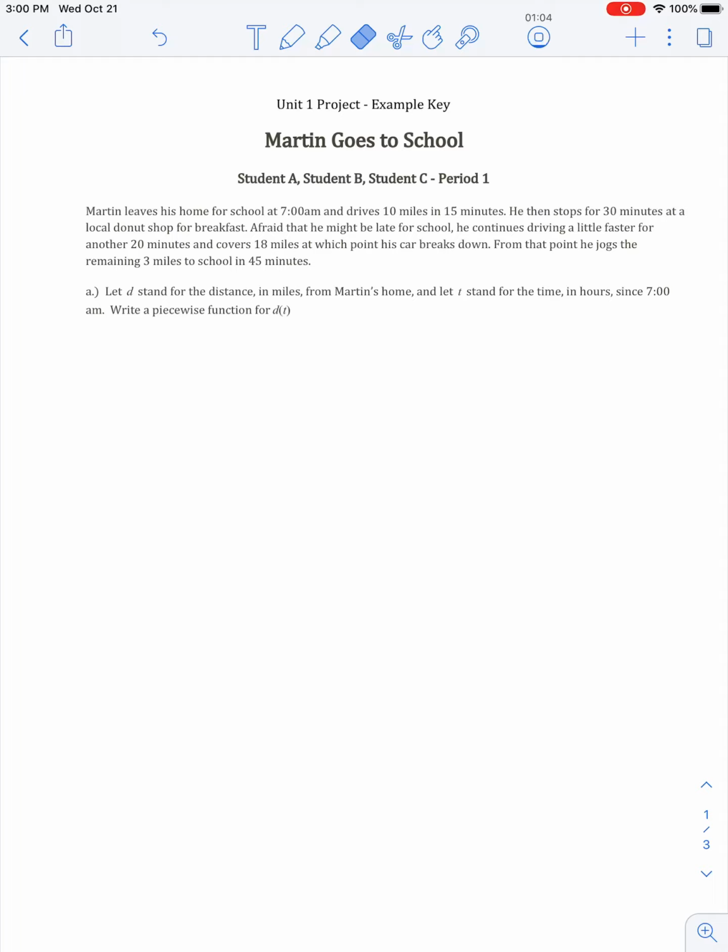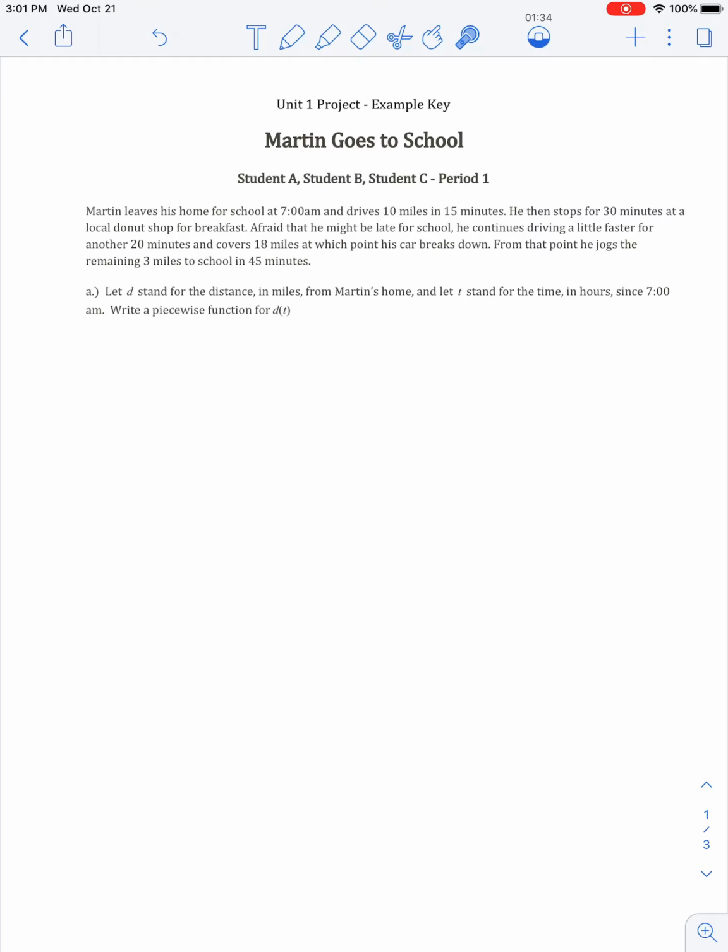So we have possibly some different linear pieces. Maybe if we want to take it a step further, we can incorporate absolute value or quadratic, but for right now, we're thinking about a few linear pieces. The project asks that you have at least 4, and that you have readers, someone who's looking at your project, answer 3 questions. So we have the scenario here. Martin goes to school, and then we have 3 questions.